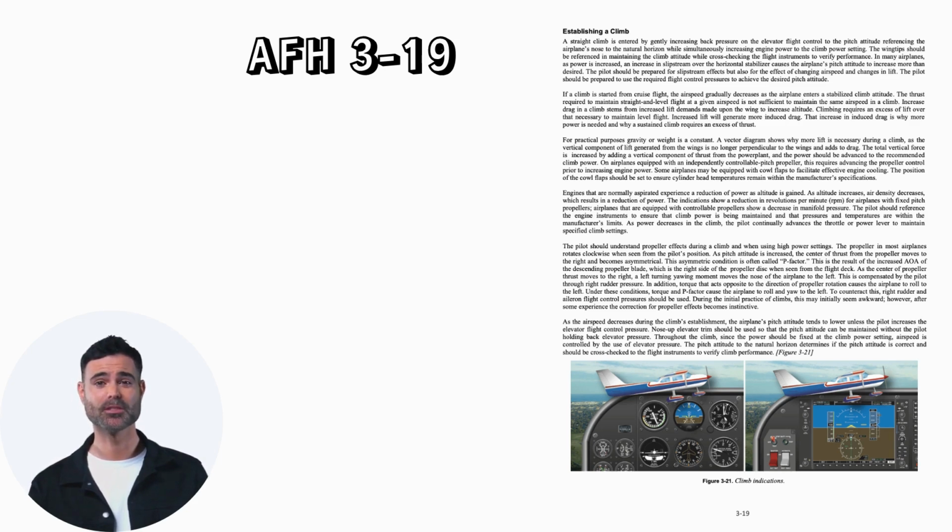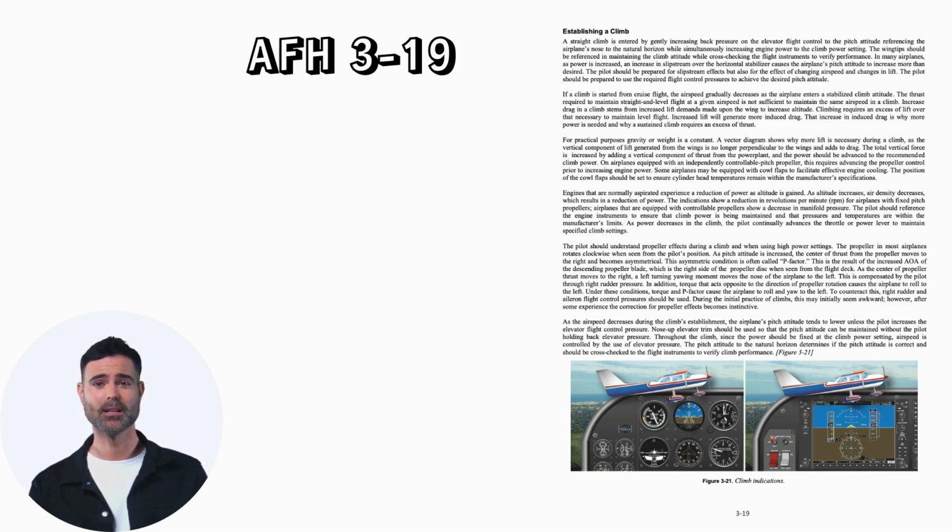The pilot should reference the engine instruments to ensure that climb power is being maintained and that pressures and temperatures are within the manufacturer's limits. As power decreases in the climb, the pilot continually advances the throttle or power lever to maintain specified climb settings. The pilot should understand propeller effects during a climb and when using high power settings. The propeller in most airplanes rotates clockwise when seen from the pilot's position. As pitch attitude is increased, the center of thrust from the propeller moves to the right and becomes asymmetrical. This asymmetric condition is often called P factor.